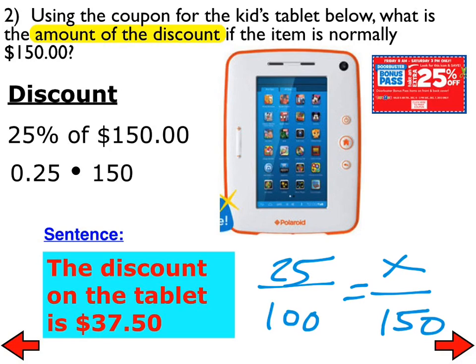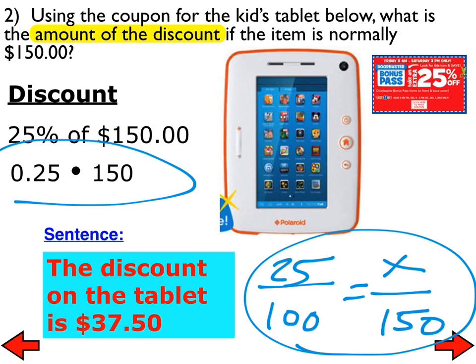All right, here is what I would like you to do. I would like you to work on 3, 4, and 5 with your shoulder partner. I'm going to give you about 3 or 4 minutes, and then we will check all 3 of them. 3, 4, and 5.